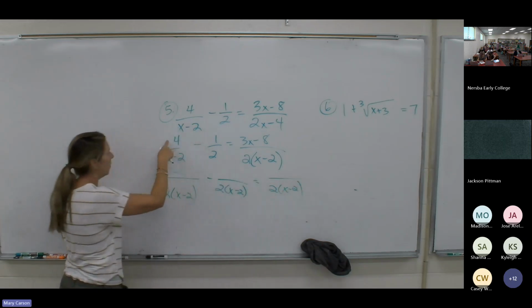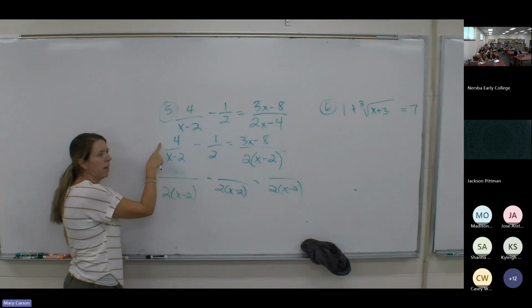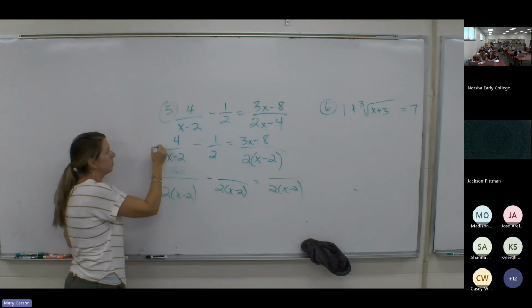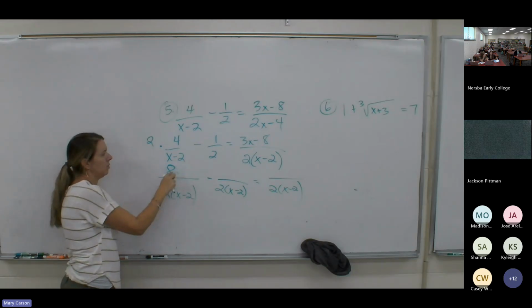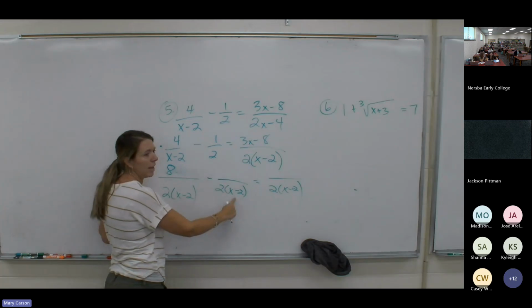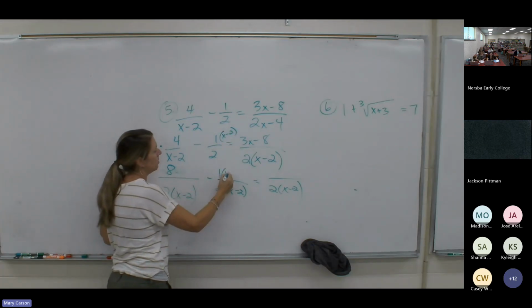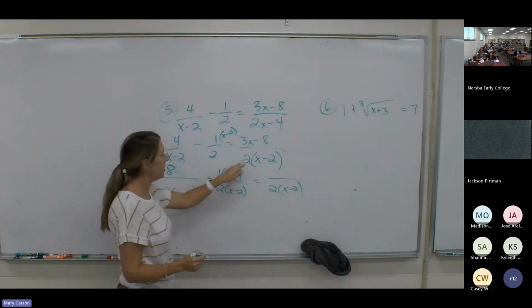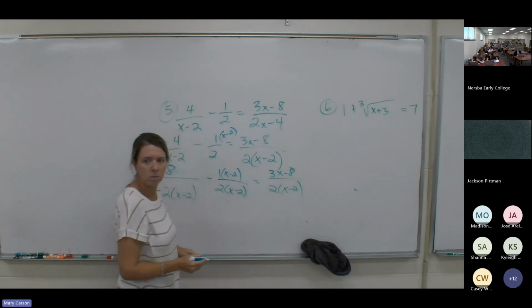So on the top one, I have an x minus 2. I want a 2 times x minus 2. So what do I have to multiply this by? By 2. This is going to become 8 on top because 4 times 2 is 8. What does this one need? This has a 2, but I need an x minus 2. So I'm going to have to multiply this by x minus 2. So we're going to do a 1 times x minus 2. And then this one already has everything, so I just leave it the same. Everybody with me?